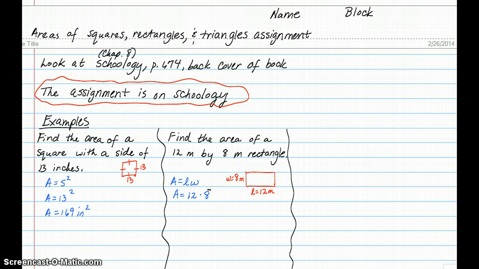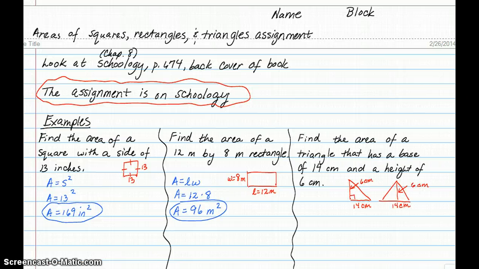And 10 times 8 is 80. 2 times 8 is 16. 80 and 16 is 96. So if you don't know 12 times 8, that's another way to come up with it. So it's 96 meters squared, or square meters. Again, you've had this before. This is all review. The final one we're going to work on is the area of a triangle.